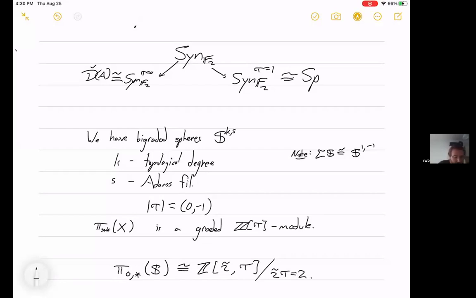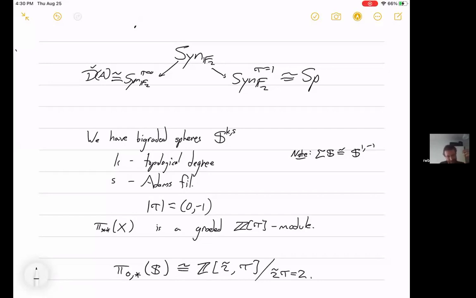There's a question in the chat. Let me elaborate on tau having Adams filtration minus 1. To see that tau is supposed to have Adams filtration minus 1, you have to ask the question, what does multiplication by tau do?